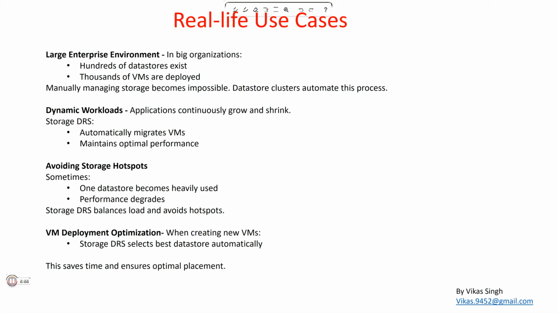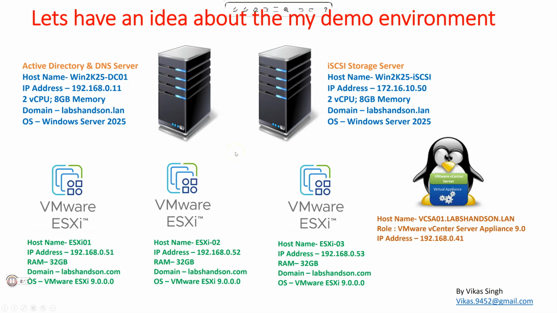Next, optimize VM deployment. When deploying a new VM, storage DRS automatically selects the best data store. This ensures optimal placement without any manual effort in your environment. So these are some of the key features where you can use storage DRS and the storage cluster in your production environment. Now let's go to the demo environment.